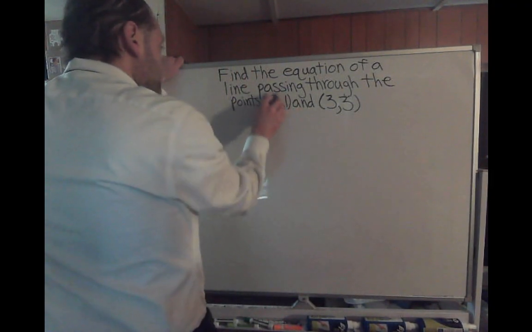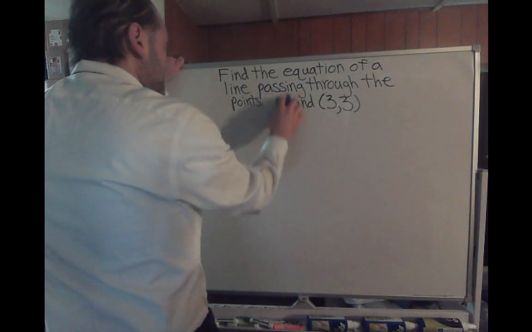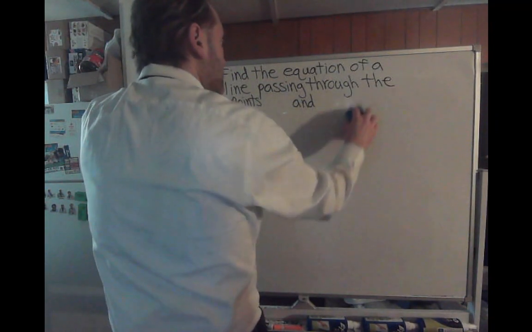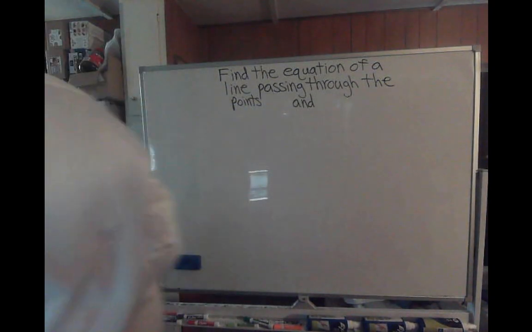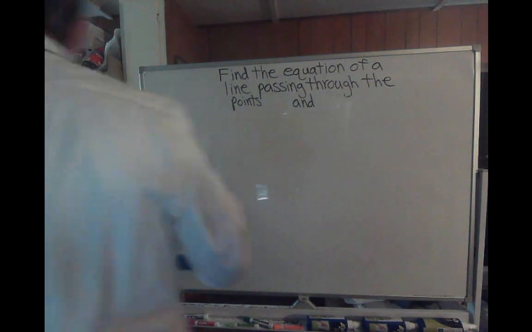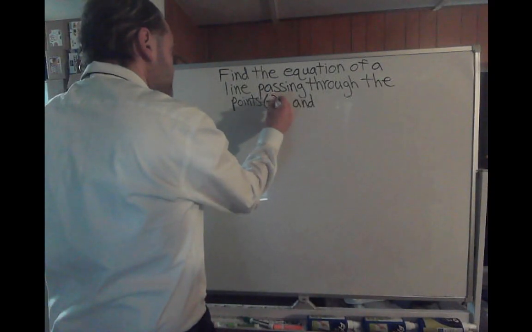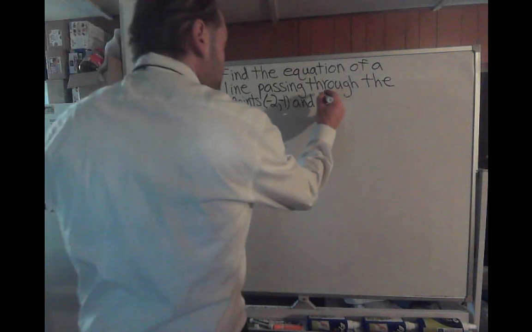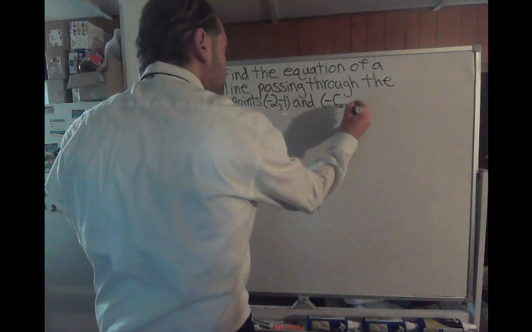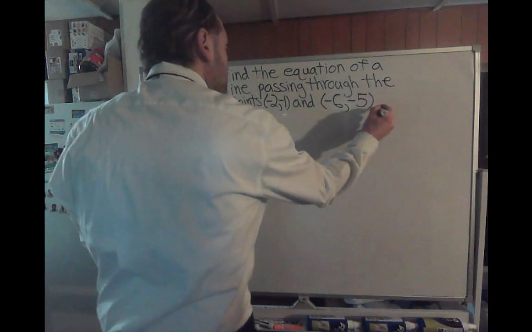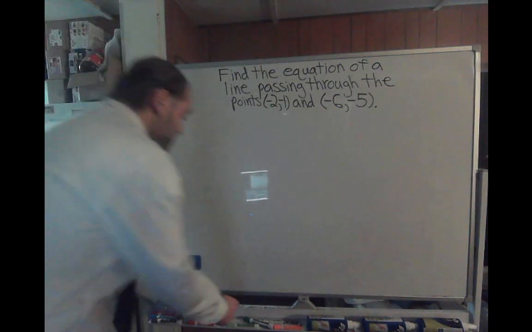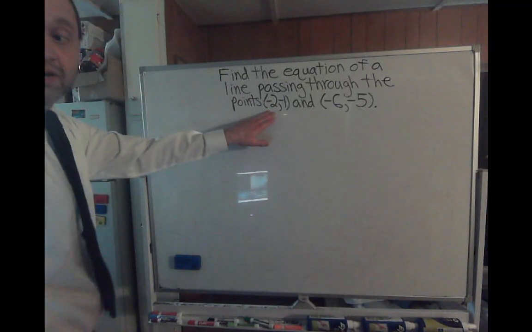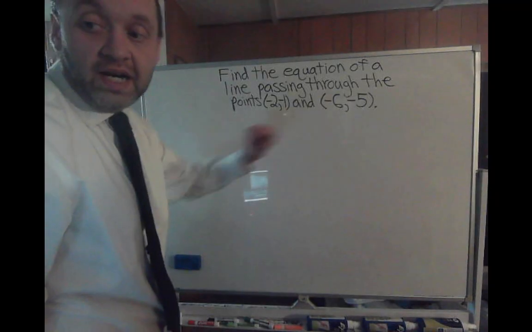Alright, one more exercise like this, then I have some different ones again. This time we have the line through the points negative 2, negative 1, and negative 6, negative 5. So we're being asked this time to find the equation of the line passing through the points negative 2, negative 1, and negative 6, negative 5.